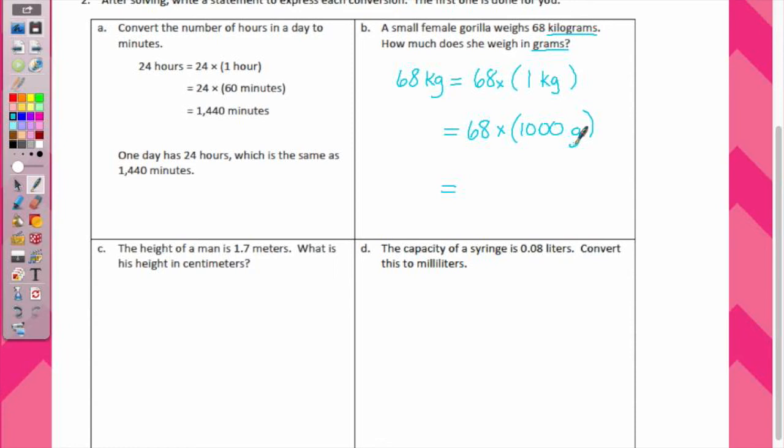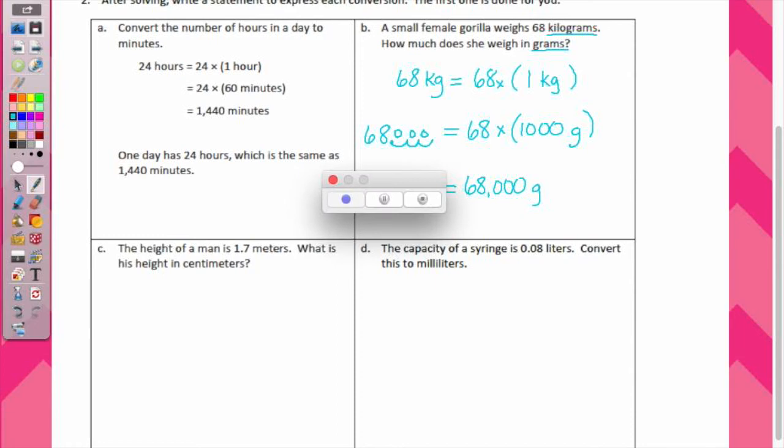Okay, so now to solve this problem, how do you do it? You just do the decimal hop. Okay, and where's my decimal to start with on 68? Out of the 8. 1, 2, 3. So does that make sense? 68 times 1,000 equals 68,000 grams.